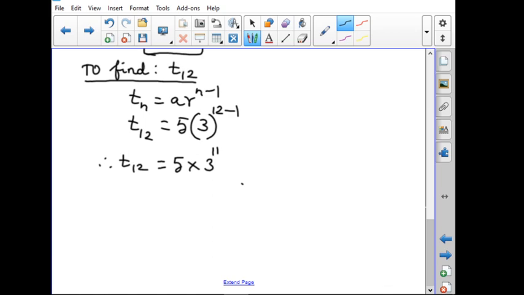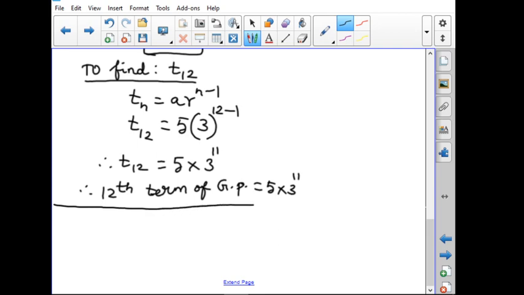They also ask to find the 12th term of GP. Therefore, the 12th term of GP equal to 5 into 3 power 11. Otherwise, to find the final answer for 5 into 3 power 11, we have to write 3 into 3 into 3, 11 times, and multiply to get the answer. But your book has given the answer like this. So 5 into 3 power 11 is the book answer. Now, the problem is over.